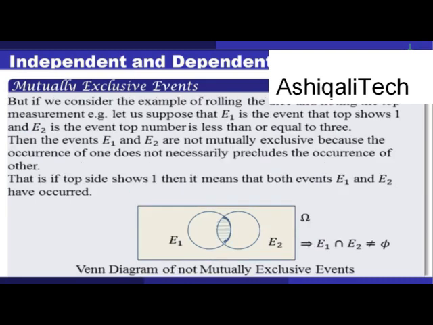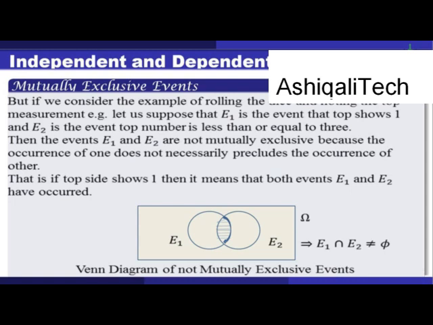Dear students, consider the example of rolling a die and noting the top number. Suppose that E1 is the event that the top shows 1 and E2 is the event that the top number is less than or equal to 3. Then the events E1 and E2 are not mutually exclusive because the occurrence of one does not necessarily preclude the occurrence of the other. That is, if the top shows 1, then both events E1 and E2 have occurred.